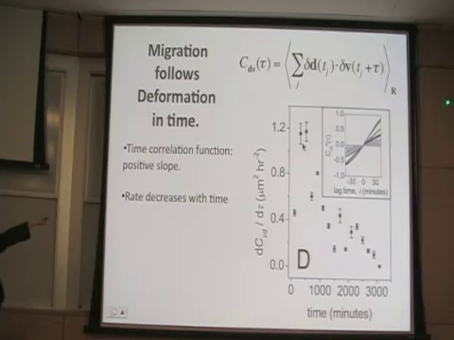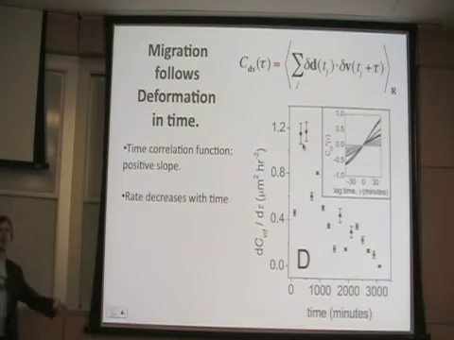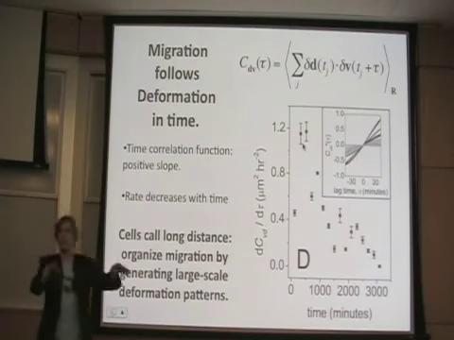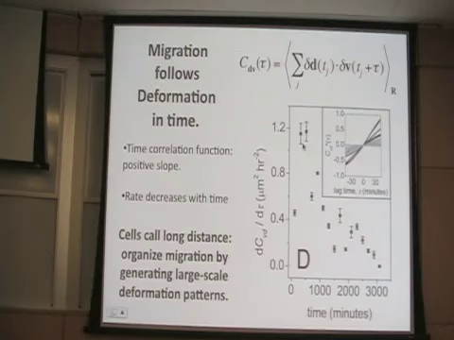You can plot the slope of this as a function of time in the experiment or density, and we see that indeed it's always positive and it decreases. So as the system slows down, velocity fluctuations are slower to catch up to deformation fluctuations. I think the message of that is that cells are communicating long distance. They're contracting in a large scale manner, imposing a deformation field on the surface that acts as some kind of potential field for them to walk on and organize their motion.